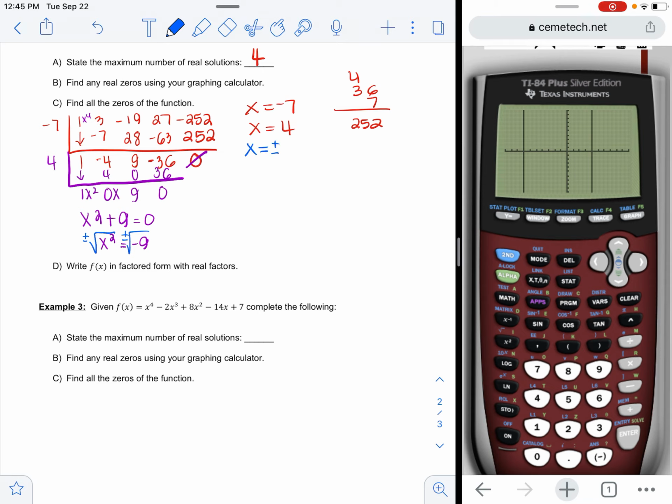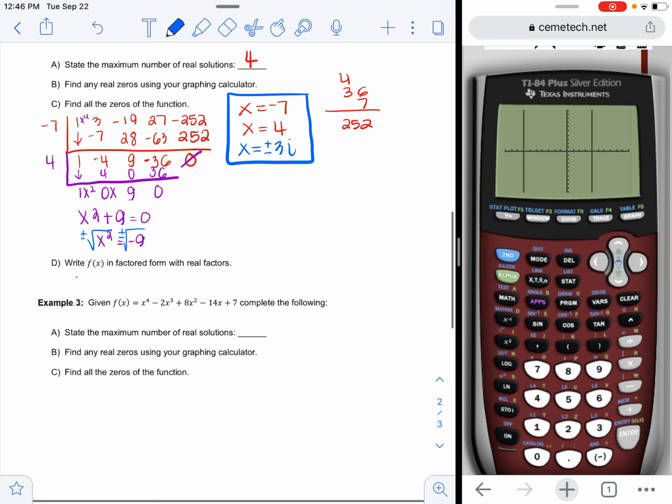So my other two zeros, x equals positive and negative the square root of negative 9. Remember, there's going to be an i in your answer. You're left with root 9, but we know the square root of 9 is 3. So plus or minus 3i. And there's my 4 solutions: negative 7, 4, positive 3i, and negative 3i.